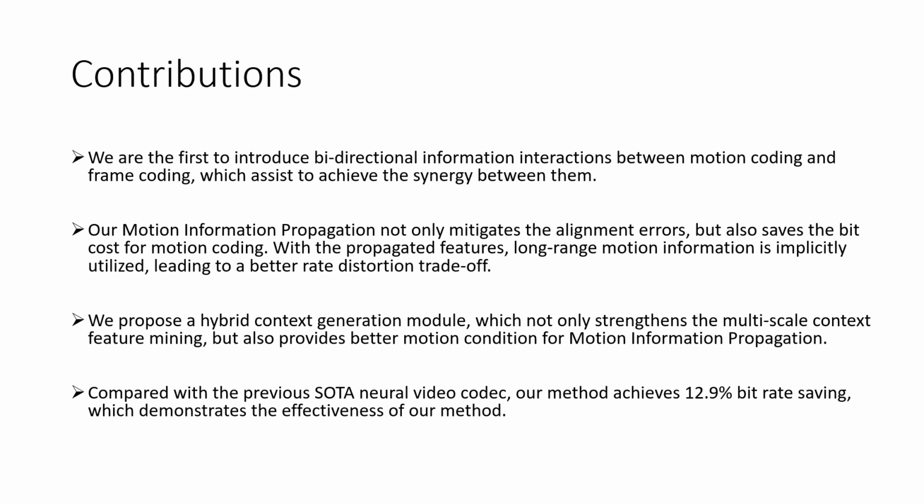We propose a hybrid context generation module, which not only strengthens the multi-scale context feature mining, but also provides better motion condition for motion information propagation. Compared with the previous SOTA neural video codec, our method achieves 12.9% bit rate saving, which demonstrates the effectiveness of our method.